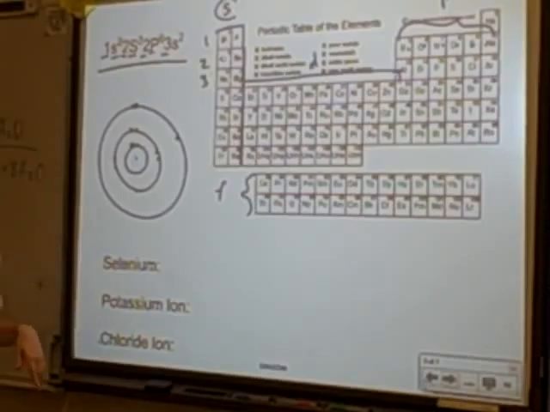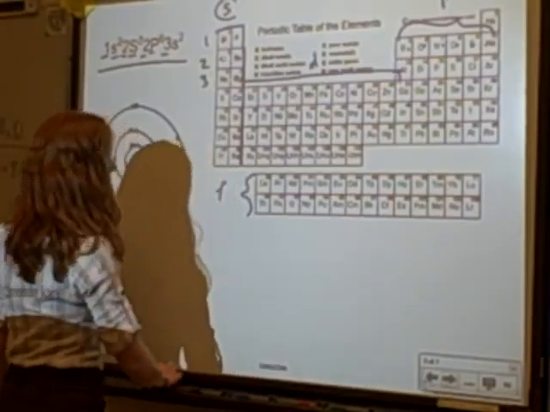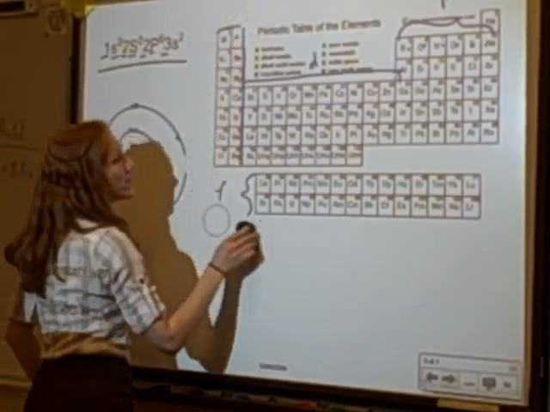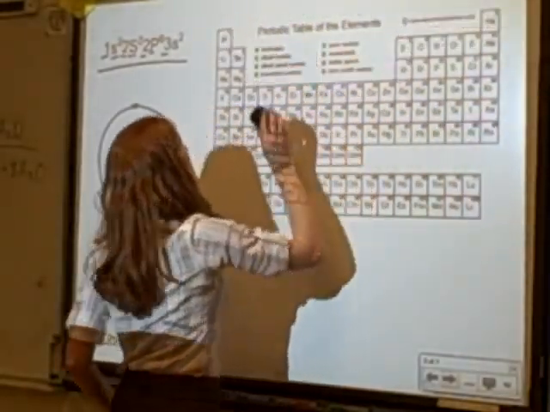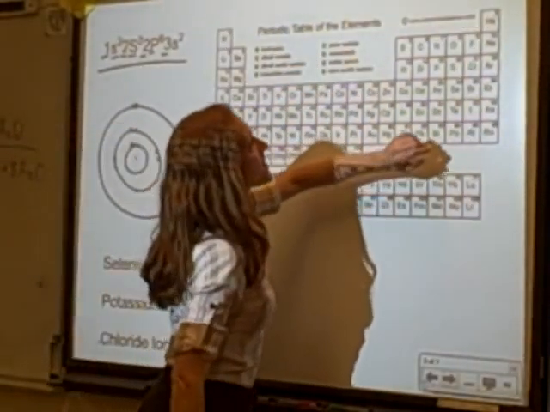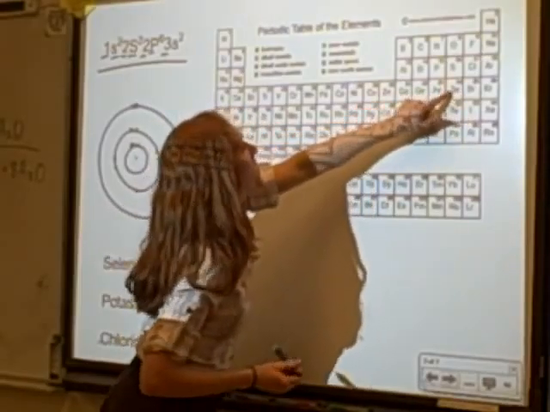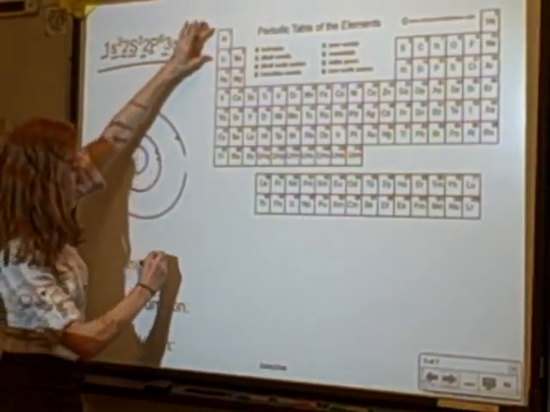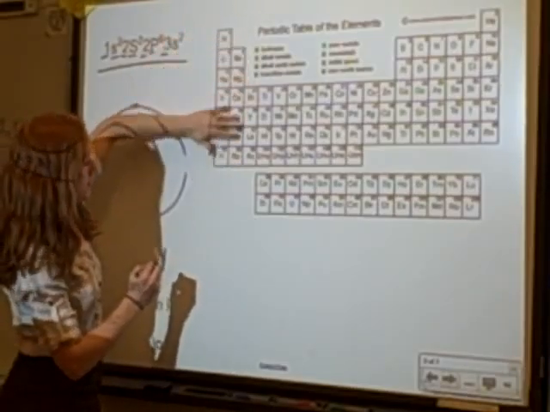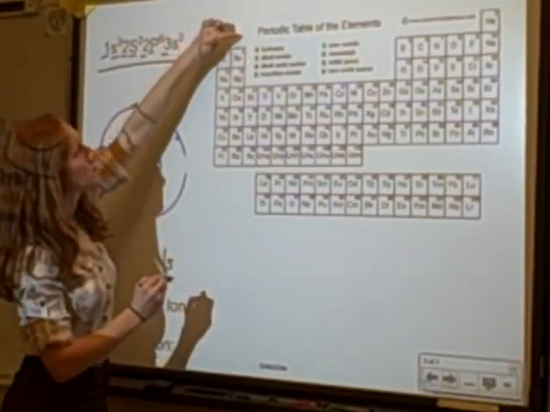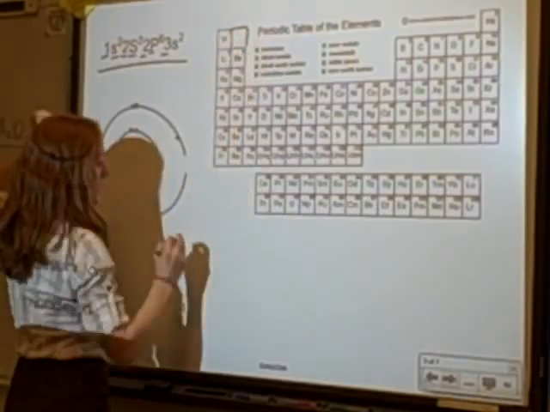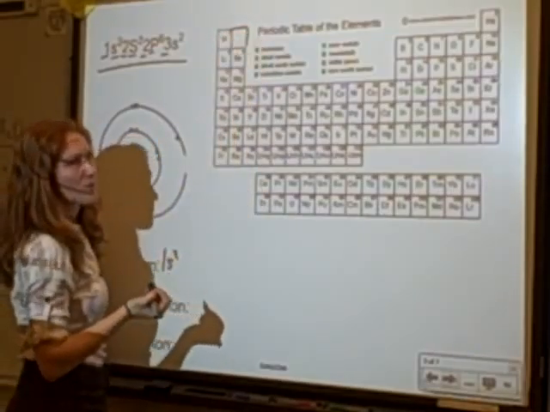For selenium, I'm going to erase this because I cannot read my periodic table. Selenium is right here, so we're going to describe 34 electrons. I'm going to start in the first shell, in the S region, and fit 2 electrons, 1, 2. Let's put that back, I liked that. 2 electrons, so there's 2 of my 34.